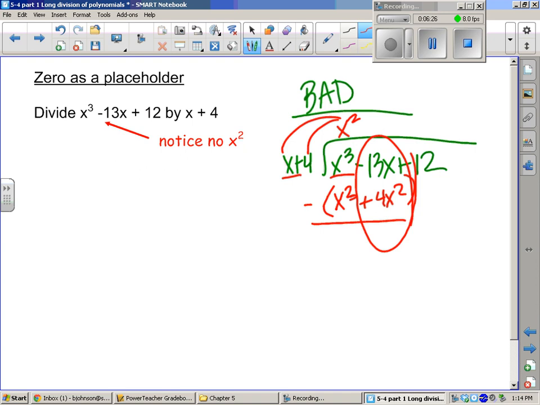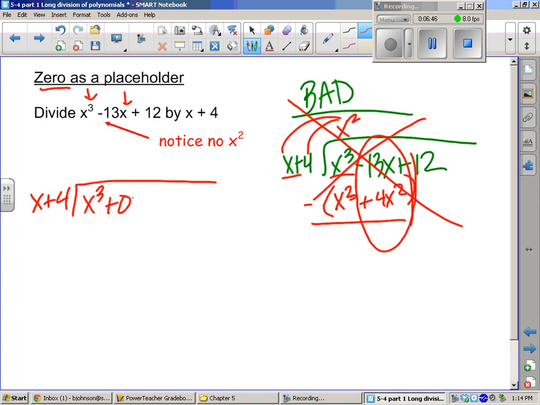So what we're going to do to fix that is to use 0 as a placeholder. There is x to the third, there is x to the first, there is no x squared. So when I set this up, don't do the bad way, do the good way, which is to clean it up a little bit. All right, x to the third, there are no x squared, so we're going to put 0x squared minus 13x plus 12.